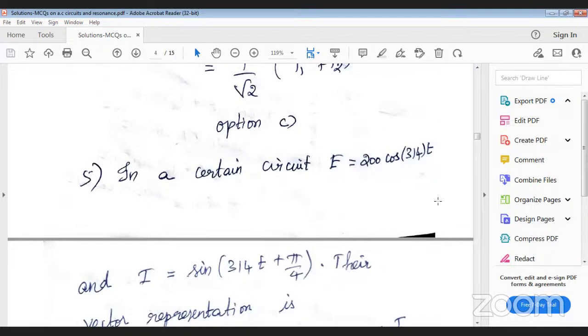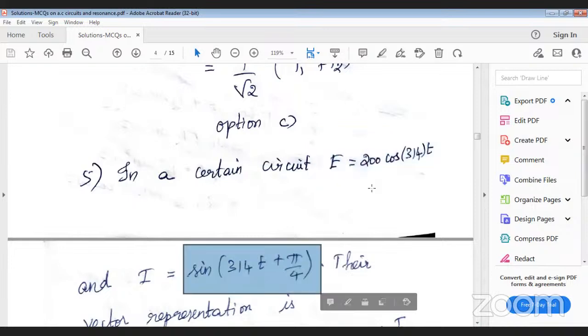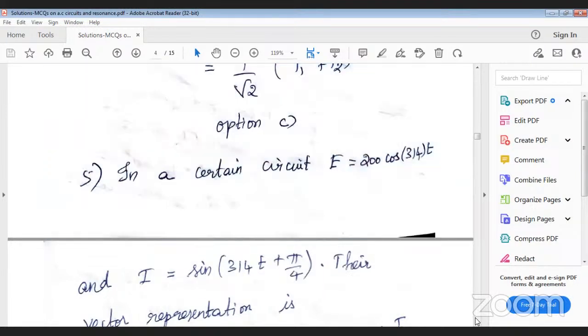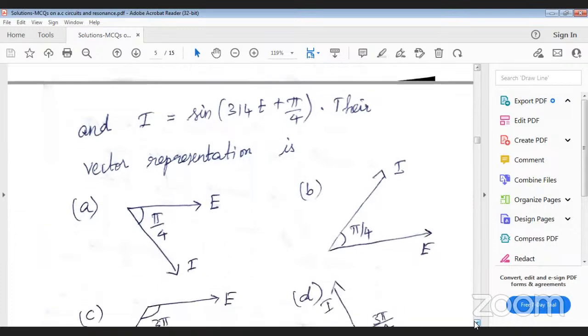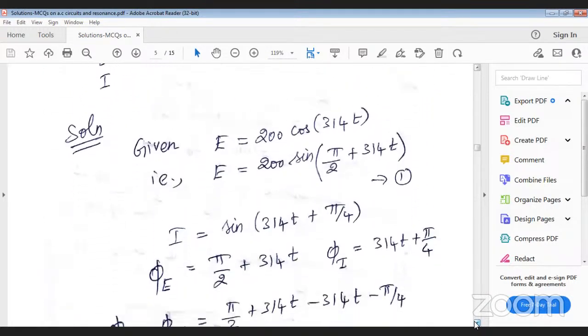Okay, you have to convert this cosine form into sine form, or this sine form into cosine form. Then only you will be able to get the correct vector representation. So the first thing is EMF, E equal to 200 cos 314t. I have to convert this into sinusoidal form. So what I have to do is add pi by 2 to this. Then it will become sine.